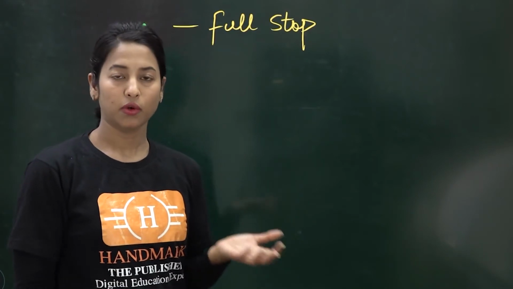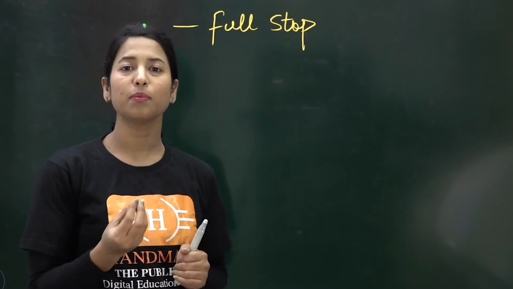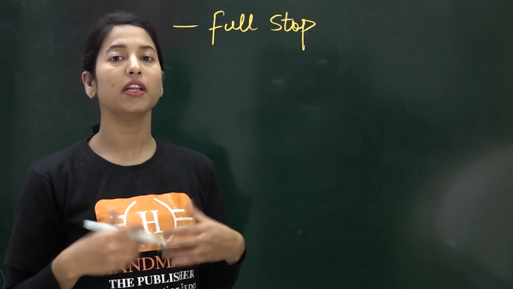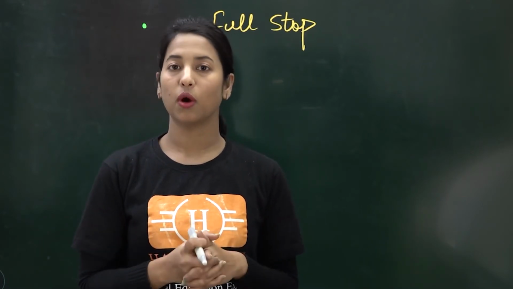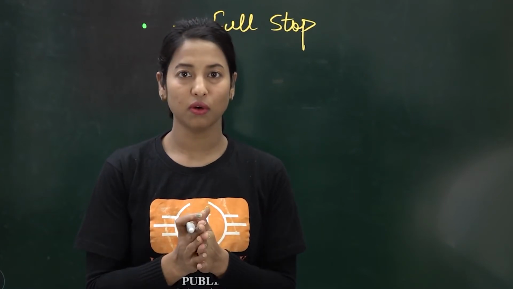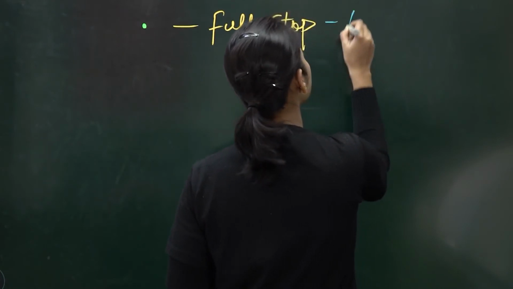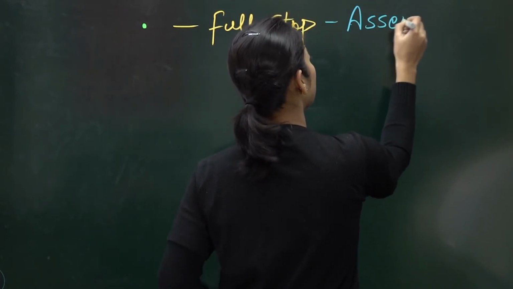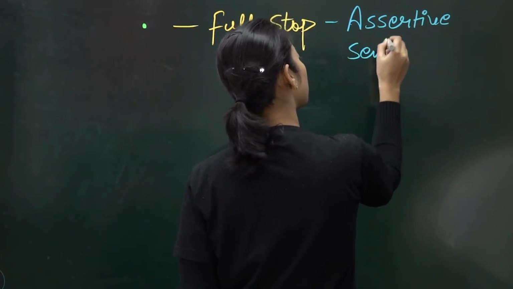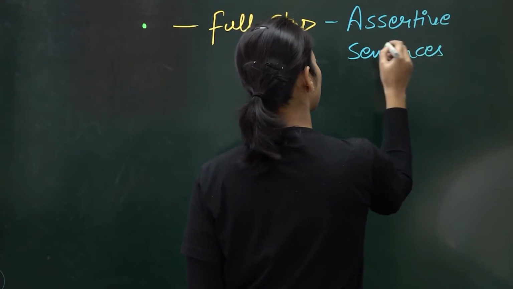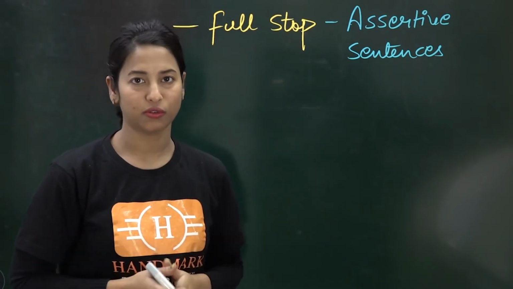We use a full stop to show that a sentence is completed, and the nature of the sentence is simply a statement. Whenever we simply tell or describe something, we use simple sentences and we call them simple statements also, and these sentences are also known as assertive sentences. Remember, we call these sentences statements also.